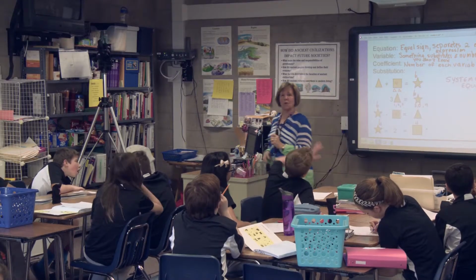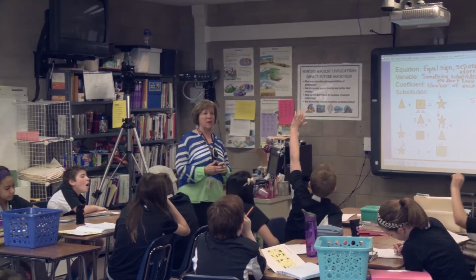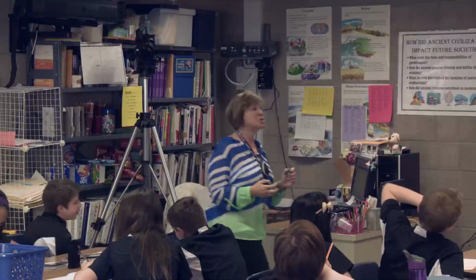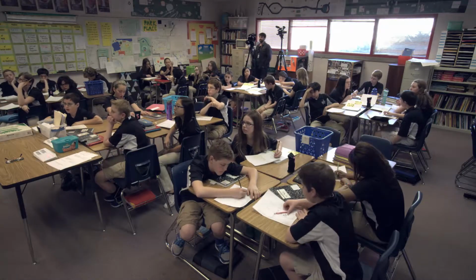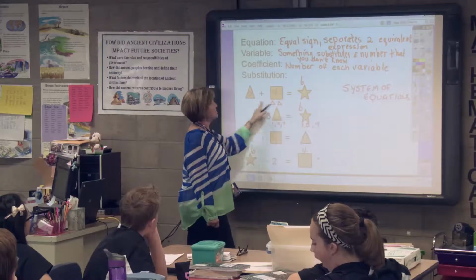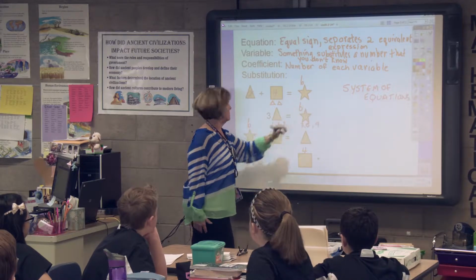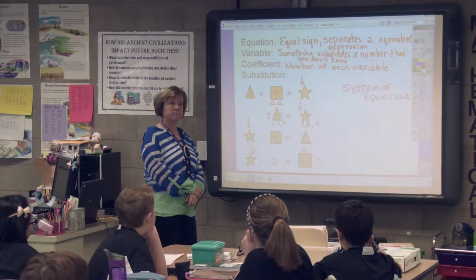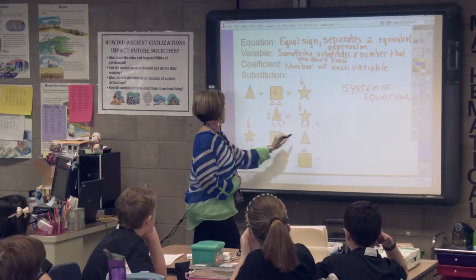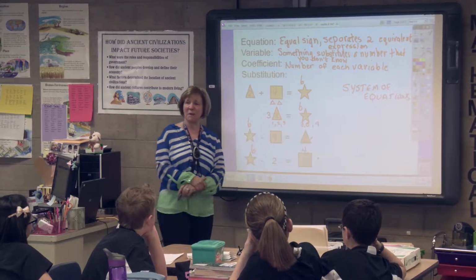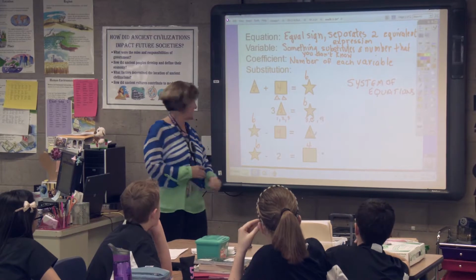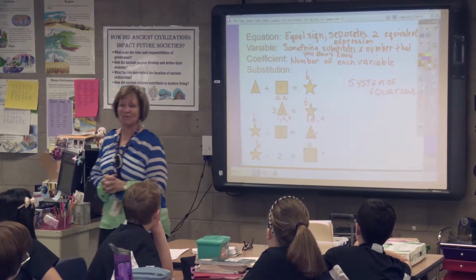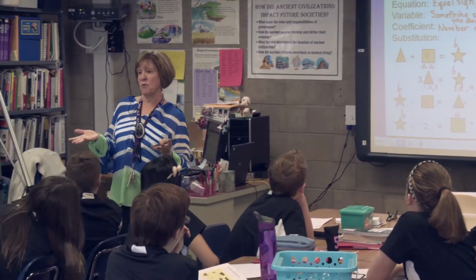And what would our triangle be once we have put those values in there? Kevin? 2. Does this make an equality? Yes. And we know that one does, because all the values are there. All right, so we have proved this.